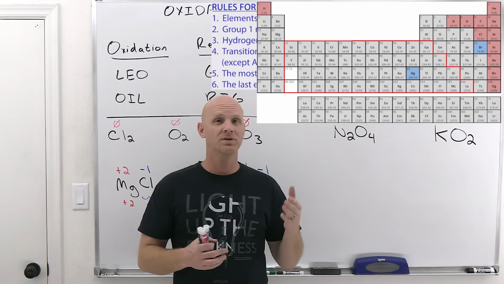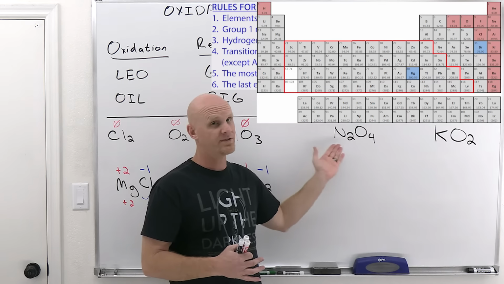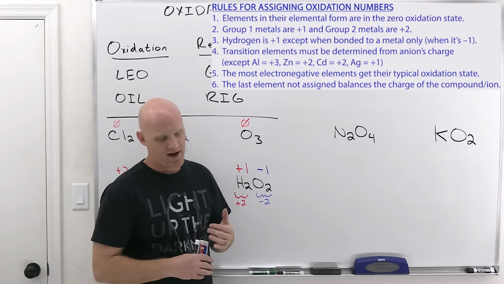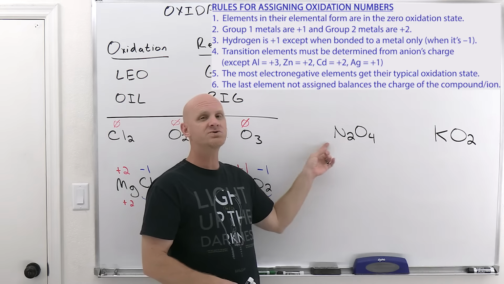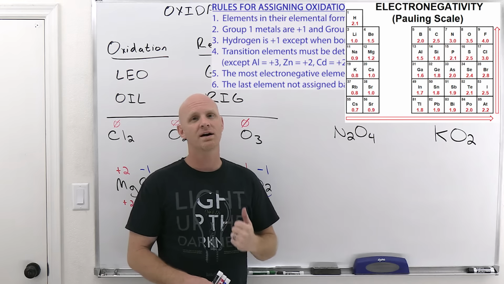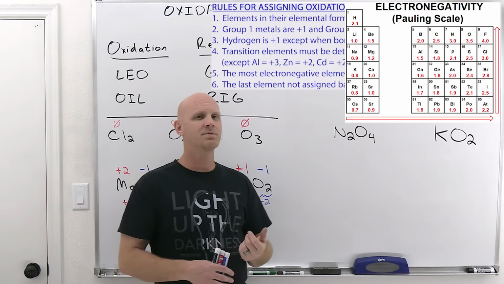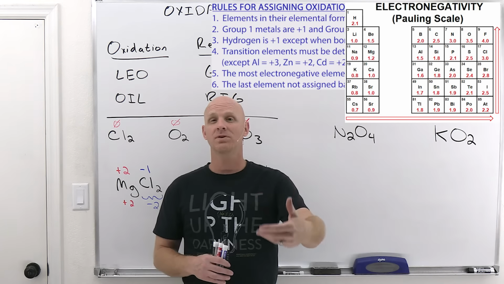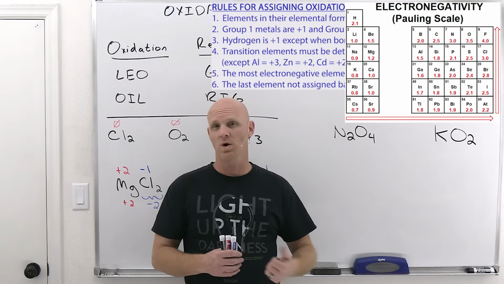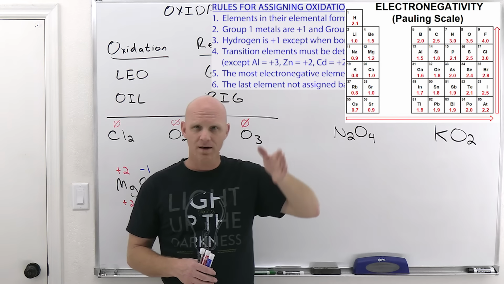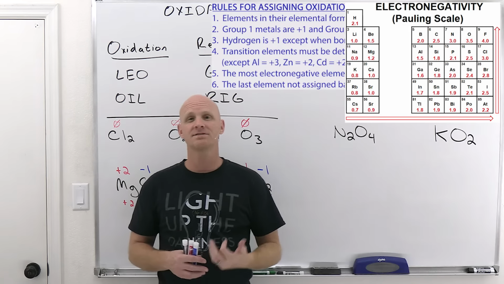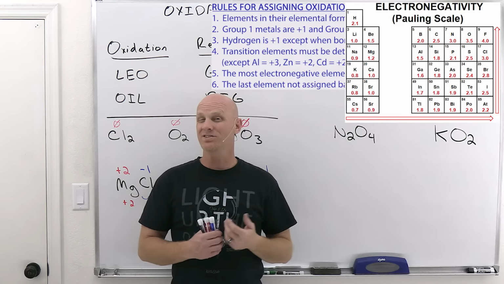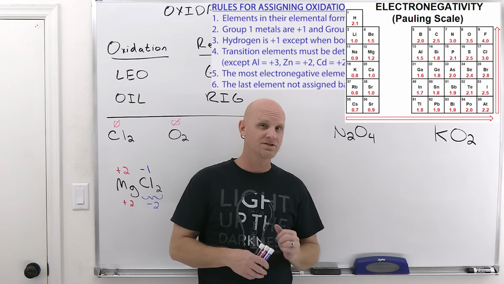So in the middle of the periodic table, and we don't have transition metals. We don't even have any metals, so we skip rule number 4. And then we go to rule number 5. And rule number 5 says the most electronegative element gets its typical oxidation state. And so what we mean by typical here, like the halogens are 1 electron short of being a noble gas, and so their typical oxidation state as an ion is -1. So oxygen's column on the periodic table, 2 electrons short of a noble gas, and their typical oxidation state as an ion is -2. Nitrogen's column, -3.